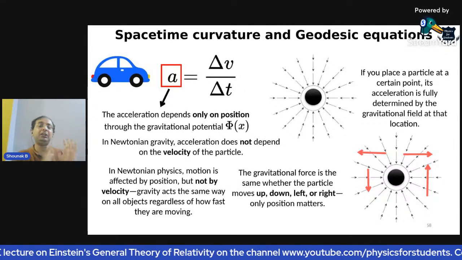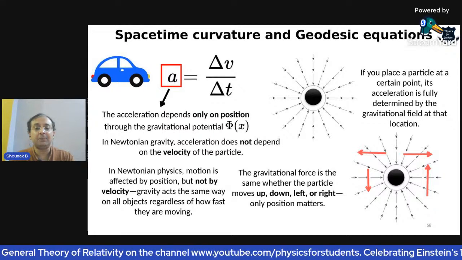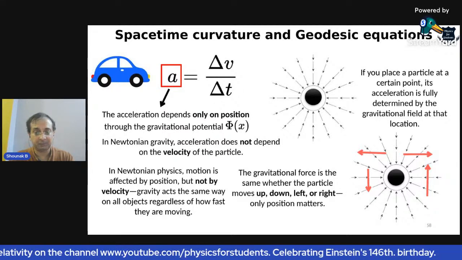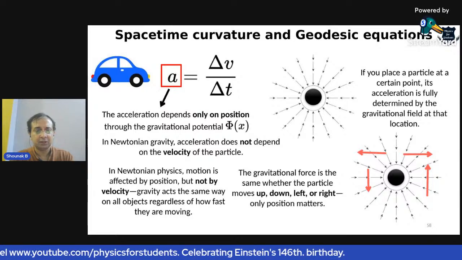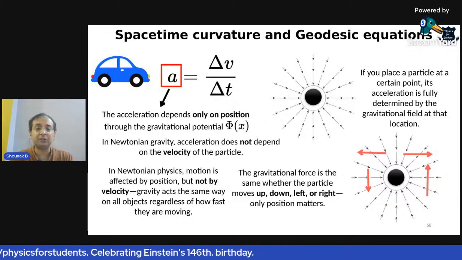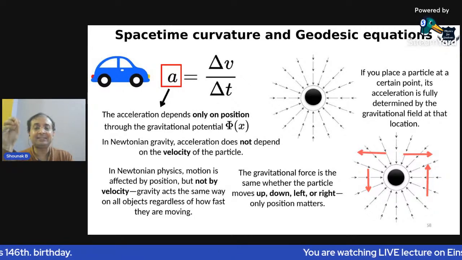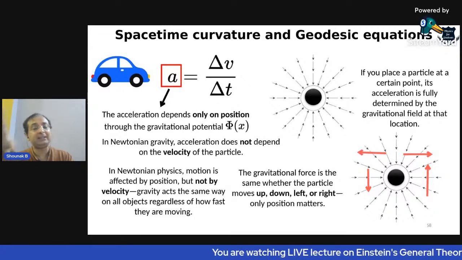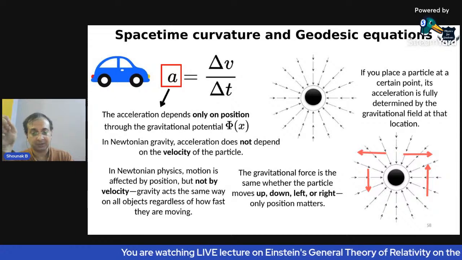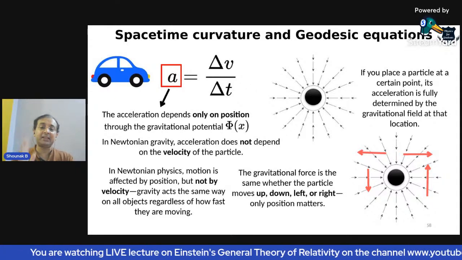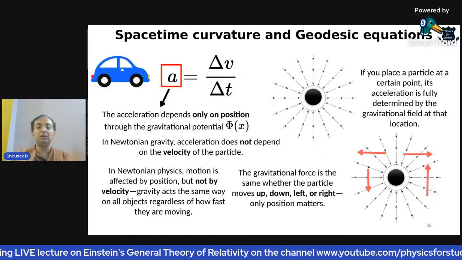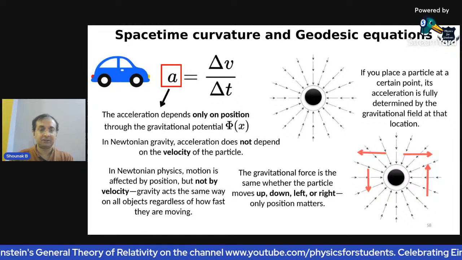So remember, in Newtonian gravity, acceleration does not depend on the velocity of the particle. Do you take velocity into consideration when you're talking of acceleration? No. So if you place a particle at a certain point, its acceleration is only determined by the gravitational field of that location. The gravitational force is the same whether you move up, down, left, or right. That is why I tried to show that if you place a particle, whether you are moving up or left or down or right, it hardly makes any sense.